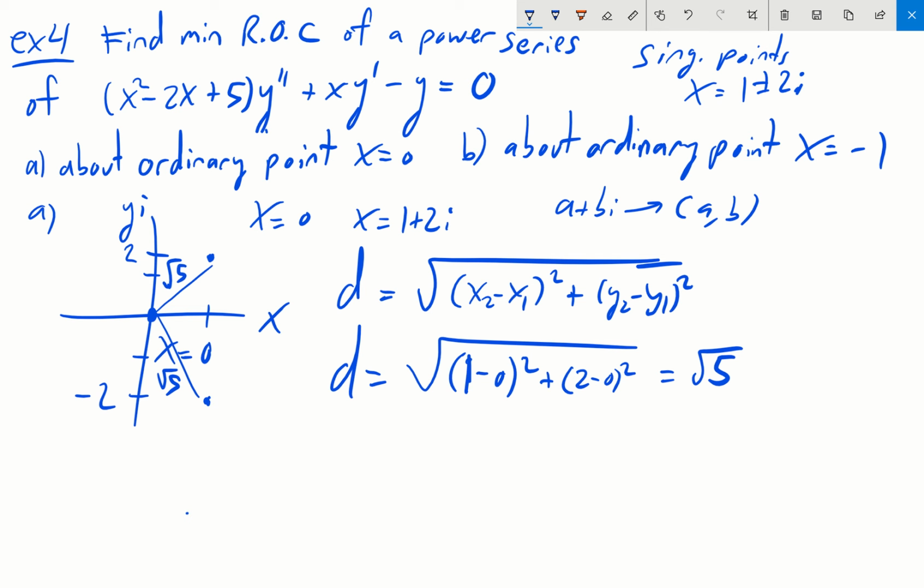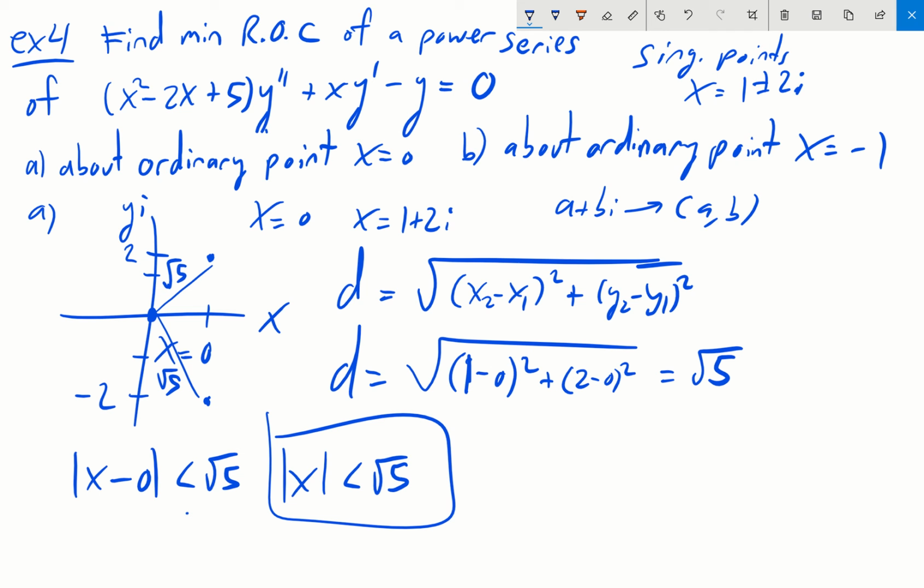And therefore, we know that this power series will converge within a distance of radical 5, at least. So we're guaranteed that the power series solution, we're not actually going to solve for it, but we would know that it would at least converge. This converges for |x| less than the square root of 5.